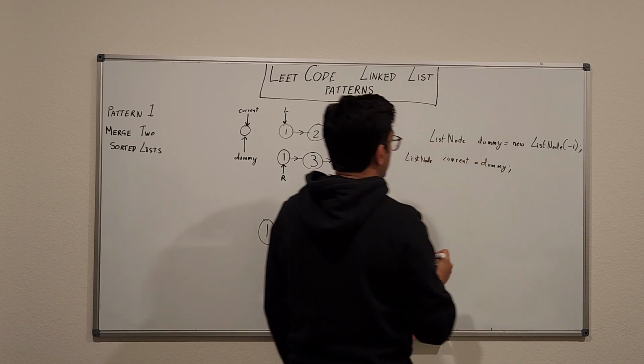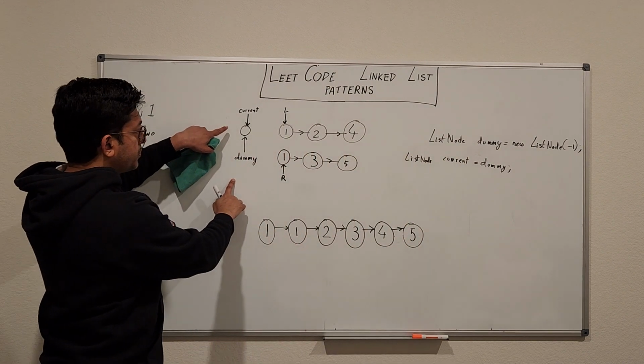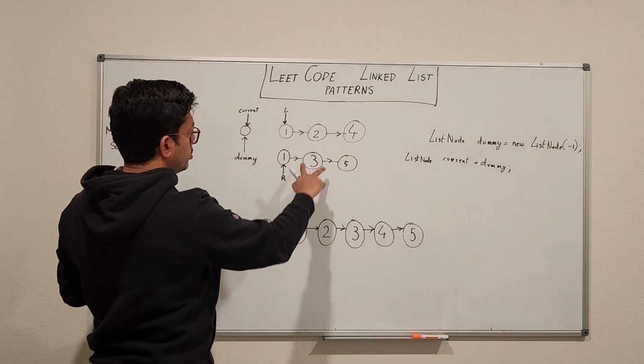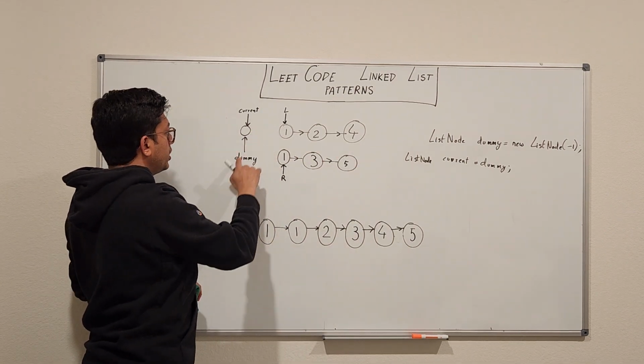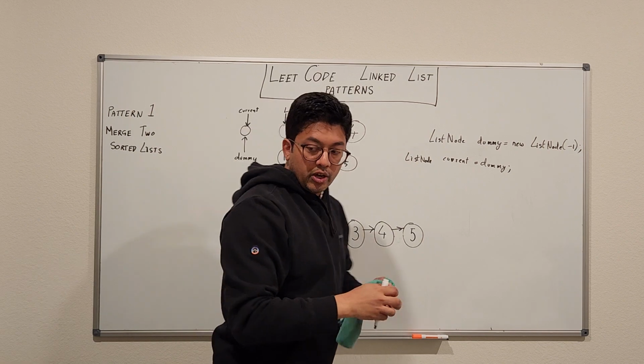So once I do these 2 lines, basically this is what I end up with. What you get passed in is these 2 lists, and with these 2 lines I have a dummy node and 2 pointers to it. Now how do we go from here?